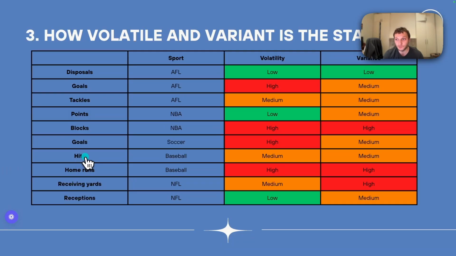I put together this small framework which shows the volatility and variance for some common betting props. This isn't uniform for every player. Individual players have their own distributions and characteristics, but I think this generally gives a good overview of what it would be like. Disposals in AFL are actually a really good stat to use historical data on because it is low volatility and low variance. But this does not mean you can't use historical data to find bets in these other props that have high volatility or high variance. It just means you need to be considerate of other factors, and we'll speak about those other factors coming up.